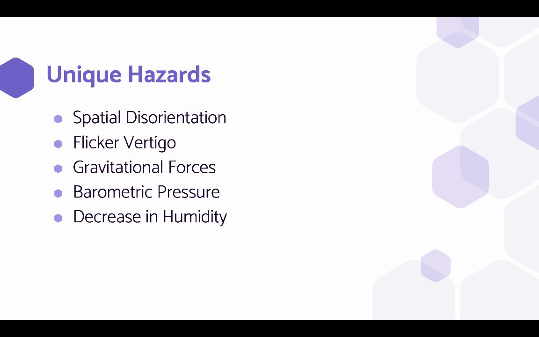There's also flicker vertigo, which is vertigo brought about by flashing lights and lights that are flickering, right? So we've got a rotor wing aircraft, and there are lights around that aircraft, and we've got those rotors going around, and that might cause some flicker vertigo as we see lights flickering on and off and on and off and on and off.